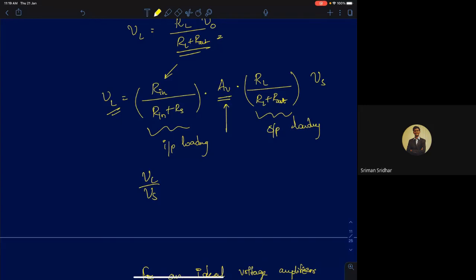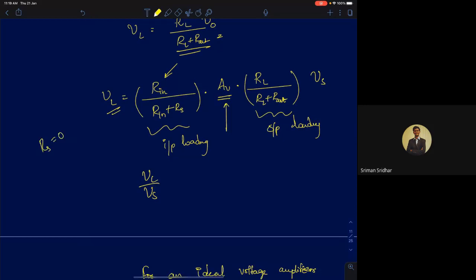See, assume that for the time being Rs is 0 and RL is infinity. So I'm open circuiting the output node voltage and Rs is 0. The source resistance, for the time being, for an ideal source, assume that it's 0. What will be the maximum gain?